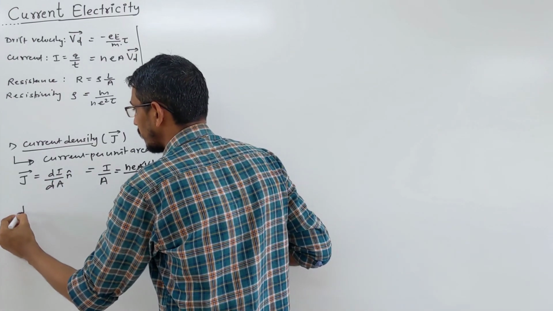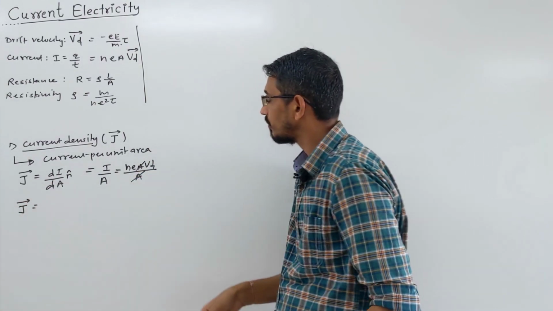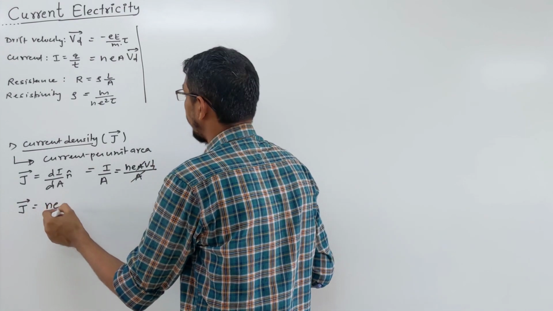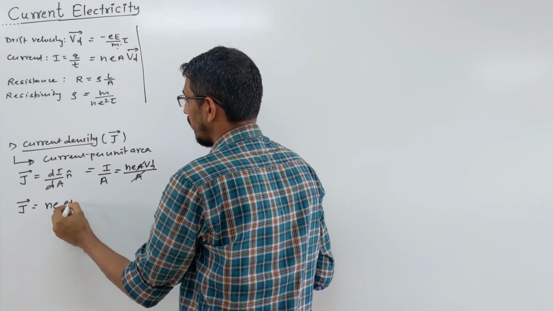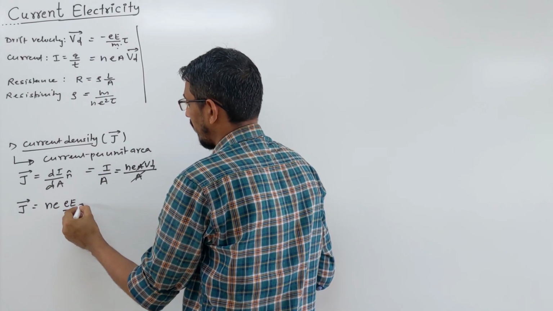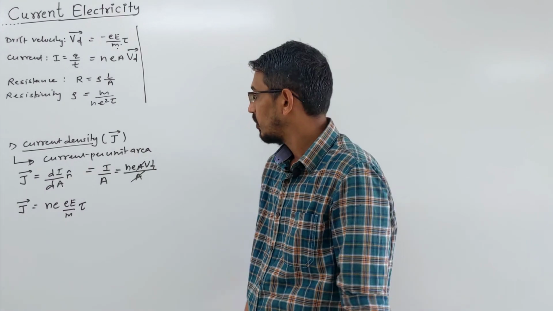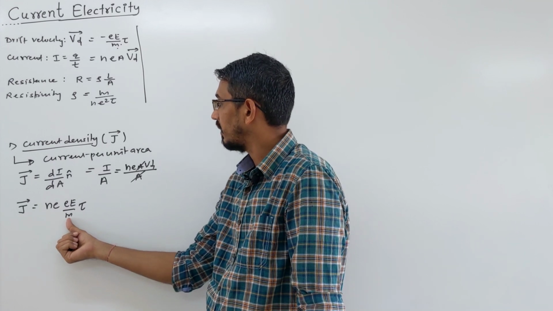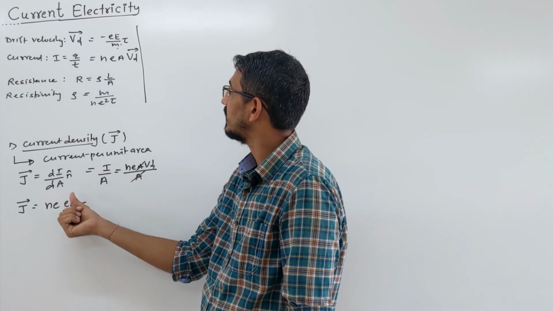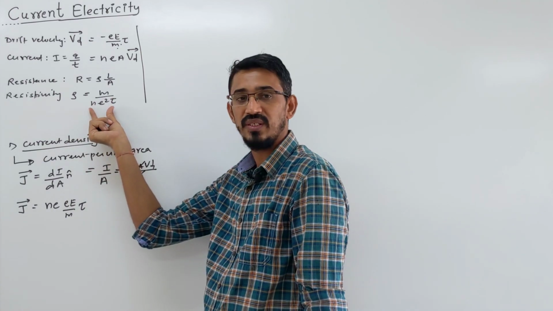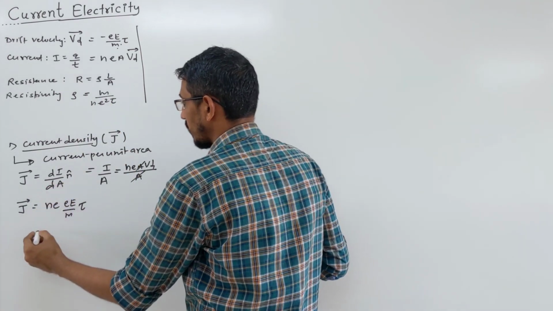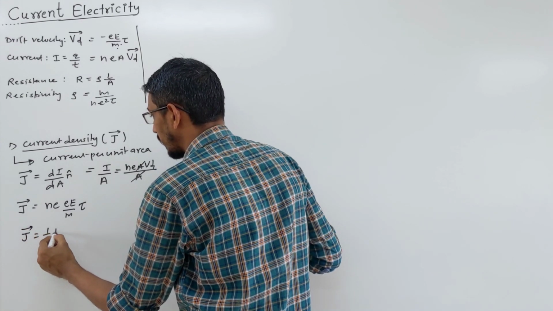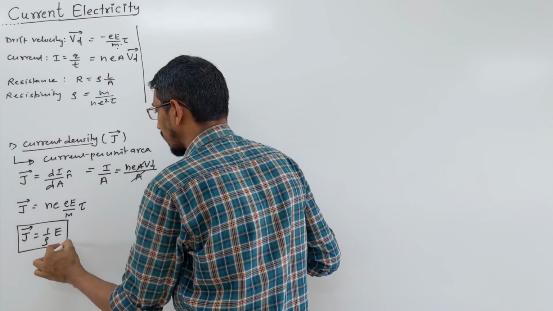I am writing another format also. J becomes what? Watch carefully. Let's put the value of Vd here. A got cancelled, n e and Vd, this is your Vd, so eE tau by m, correct. So if you watch carefully, n e square tau by m, what is this? This is resistivity, correct? So this part is simply resistivity. So you can also write J is equal to 1 by rho into E.